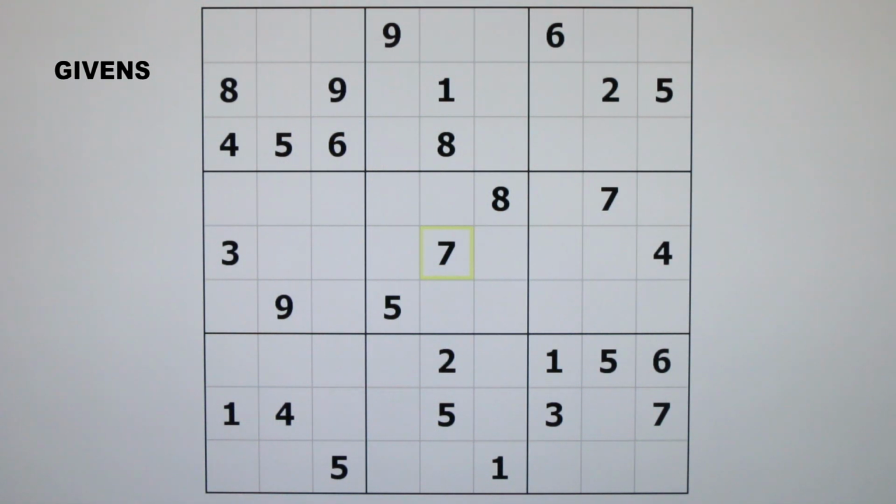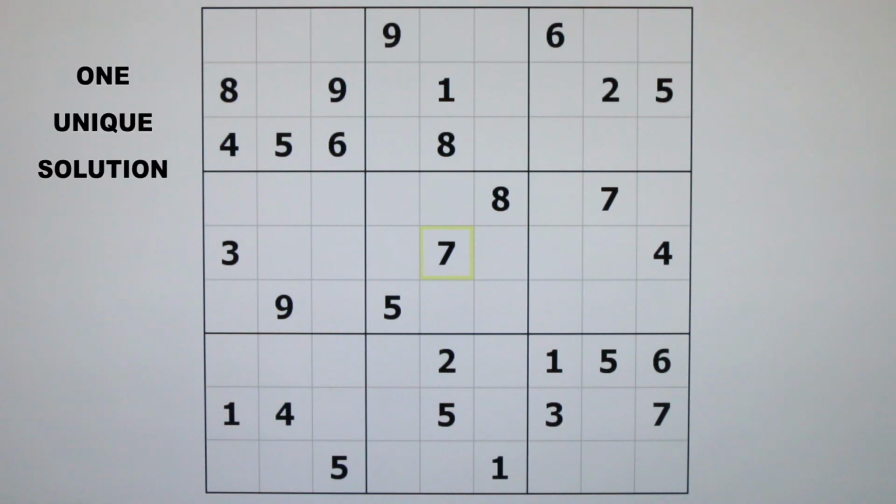In order to be considered valid, each Sudoku puzzle must have only one unique solution. If there are multiple solutions, then the puzzle is not valid. And as you will see later, we can sometimes use the fact that there is only one unique solution to help us solve the puzzle. Most published puzzles have only one unique solution and are therefore valid.